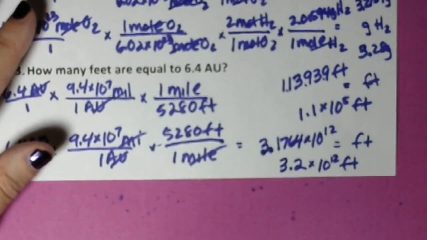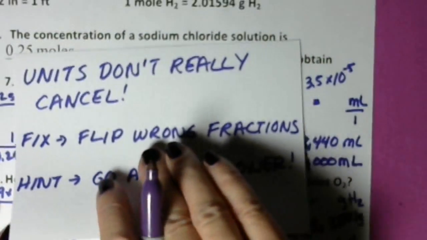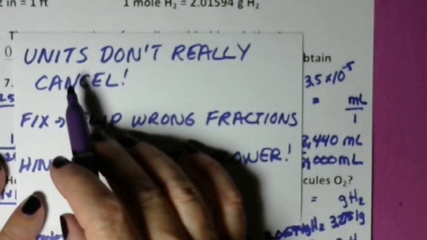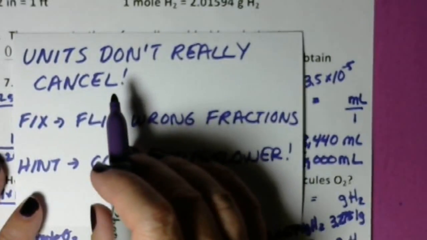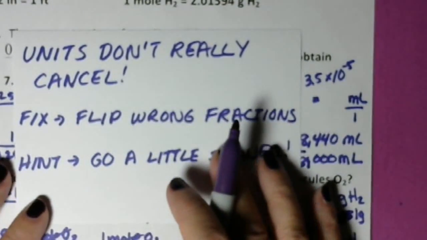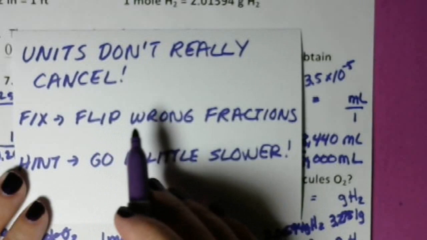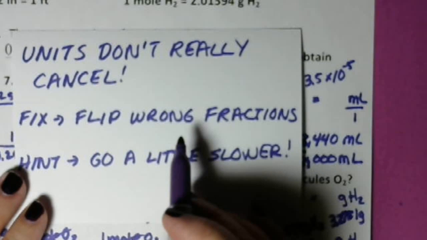Okay, so what's the summary on the last step? The mistake is the units don't really cancel. I thought they canceled, but they don't. So what's the fix? You flip just the units that don't cancel, just the wrong fractions. And what is the hint? You just need to go a little slower. Okay? And then you won't make that mistake.